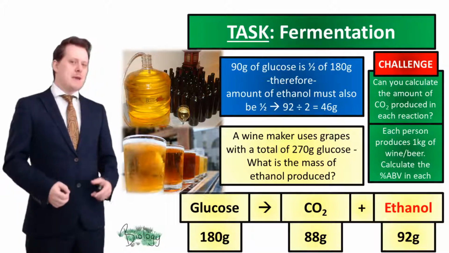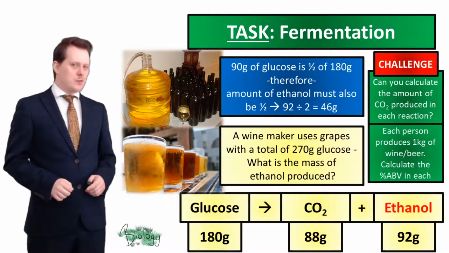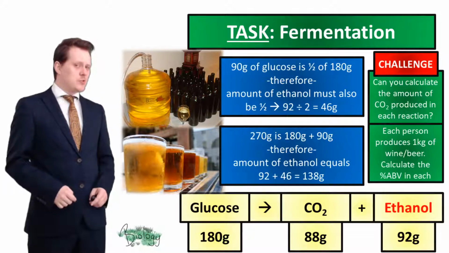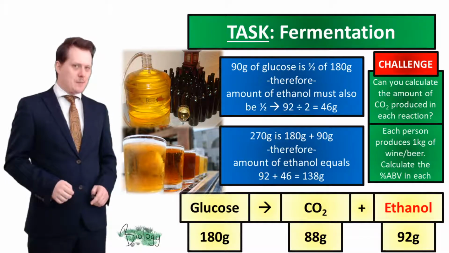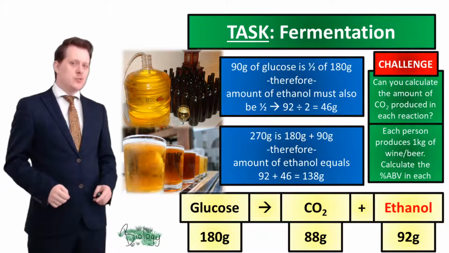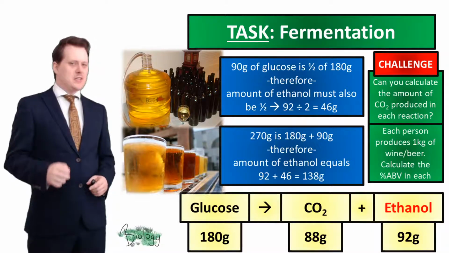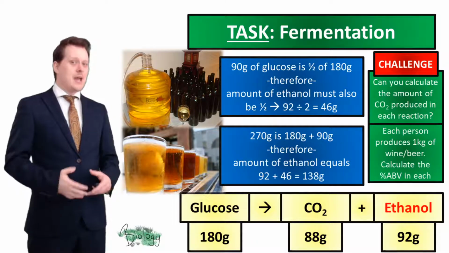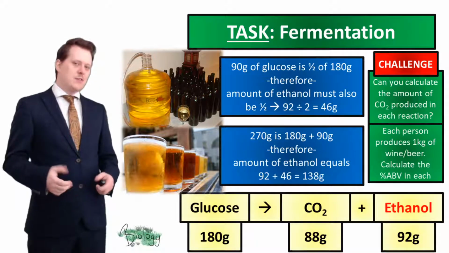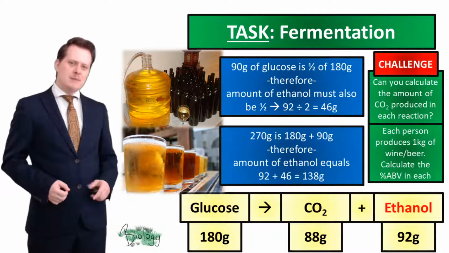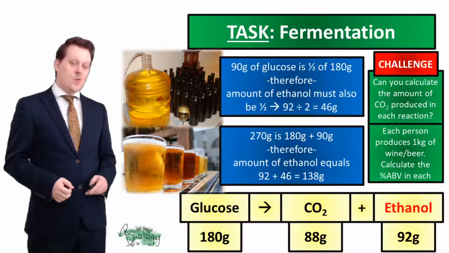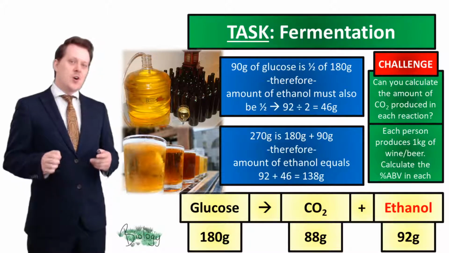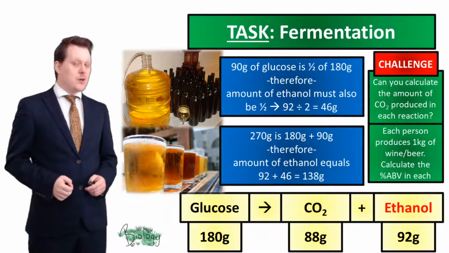So let's have a look at our winemaker who has 270 grams of glucose. And there's 2 ways you can do this. Number 1, you can take the amount of ethanol produced in our first equation, which used 180 grams. Then you would add the amount of ethanol produced in our first question, which had 90 grams of glucose. Because if you take 180 plus 90, you get up to 270 grams. If we have 180 grams of glucose, we get 92 grams of ethanol. If we have 90 grams of glucose, we end up with 46 grams of ethanol. 92 grams plus 46 grams gives us 138 grams of ethanol produced.